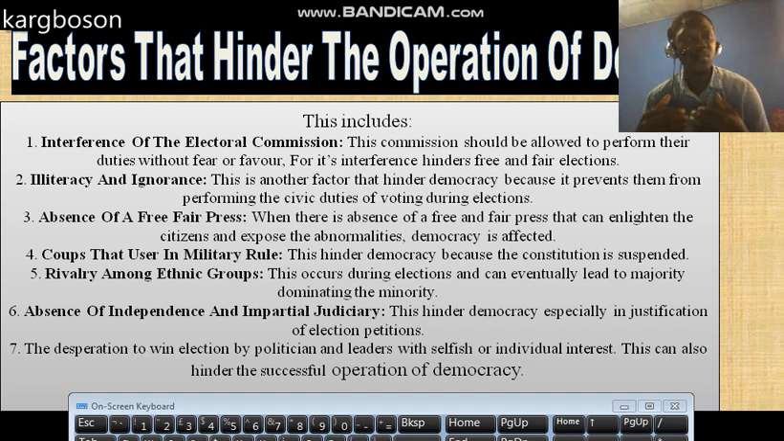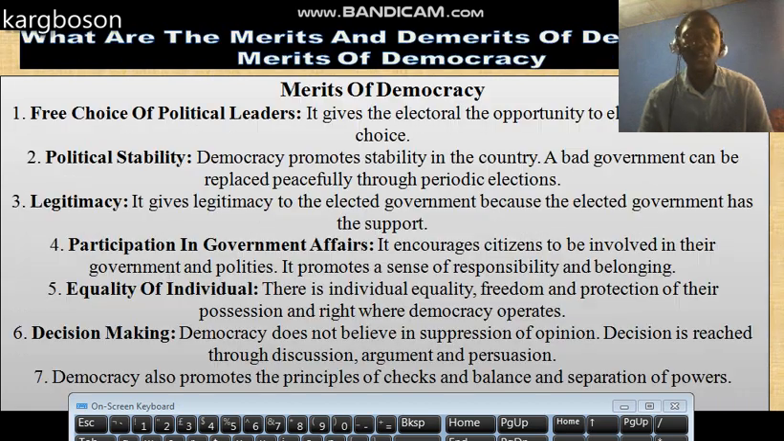You see intensified intimidation and all of these. When we talk about the tenets of democracy, we say there should be free and fair elections, but we've seen cases in which voters are intimidated so that they do not go out and vote, and that undermines the operations of democracy. So these are the factors that hinder the operations of democracy.